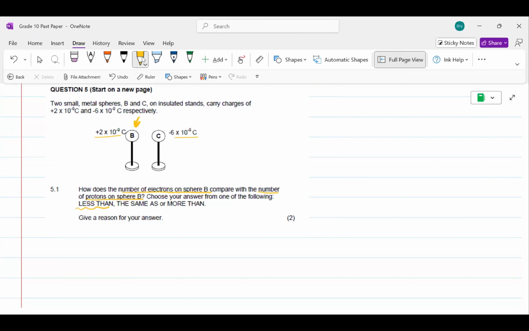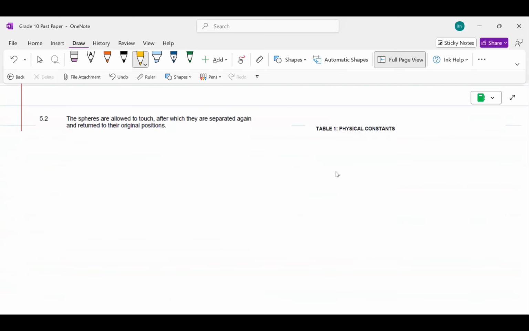Okay, cool. And then to give a reason for your answer, we know that sphere B is positively charged, and so it has lost electrons. Or had them stored. We don't know.